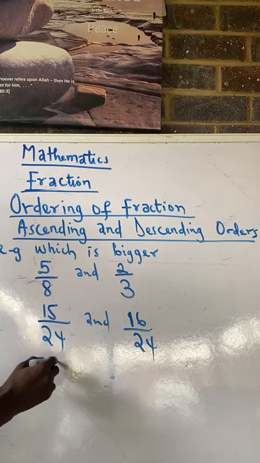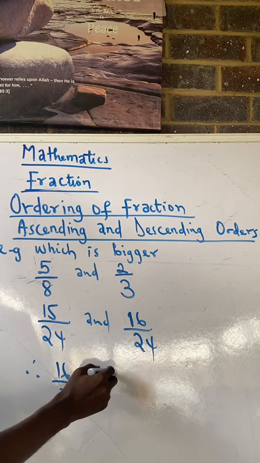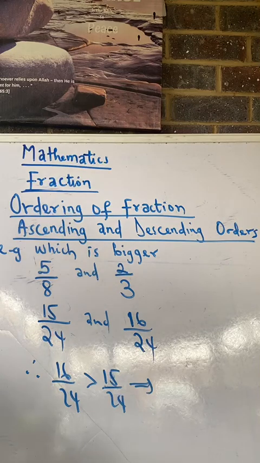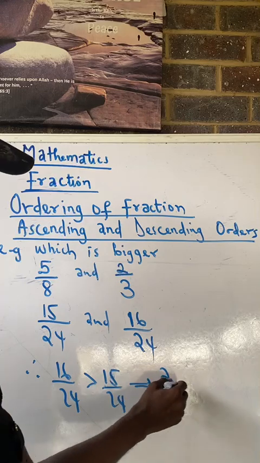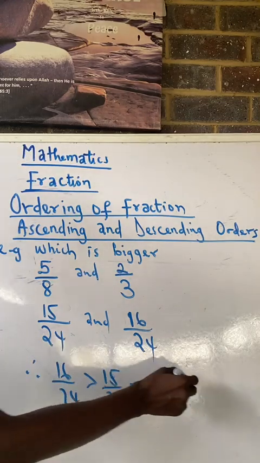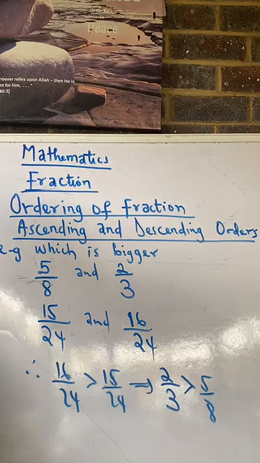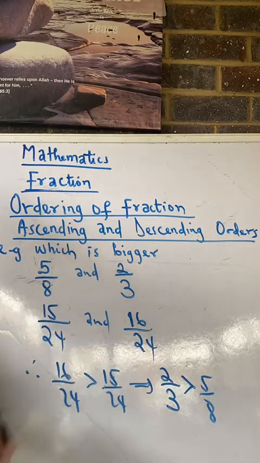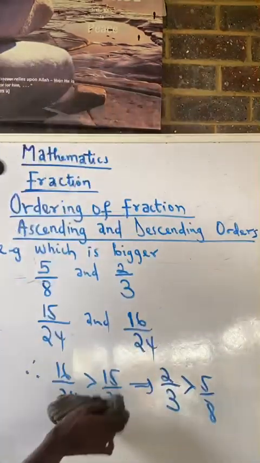So definitely, therefore, 16 all over 24 is greater than 15 all over 24. So which fraction corresponds to 16 over 24? That's 2 over 3. That means 2 over 3 is greater than 5 all over 8. So we are done with this. Now, how do we apply this to multiple fractions? When we have many fractions involved, how do we apply this to them?